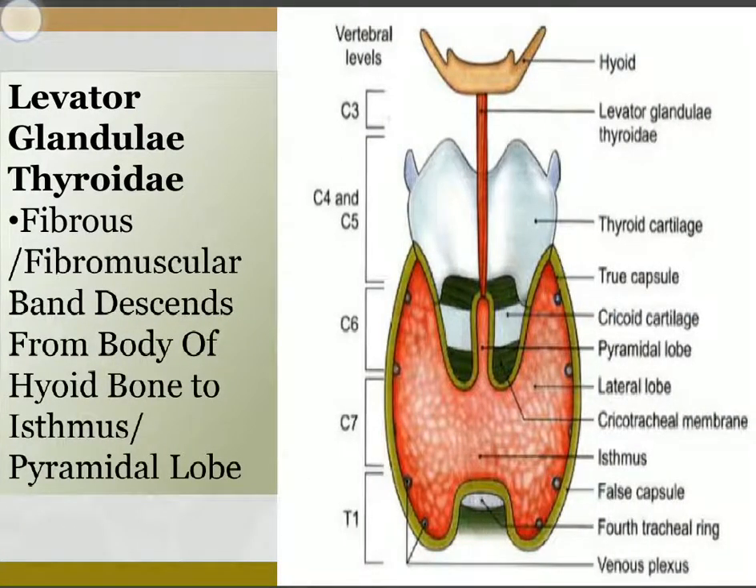One more structure is the levator glandulae thyroideae. It is a fibromuscular band, and it descends from the body of the hyoid bone to either the isthmus or the pyramidal lobe. Because it is related with the thyroid gland, it is known as glandulae thyroideae, and it elevates the thyroid gland, so it is known as levator glandulae thyroideae.